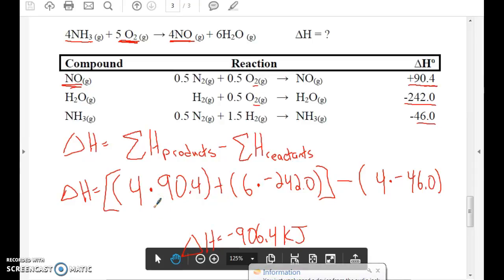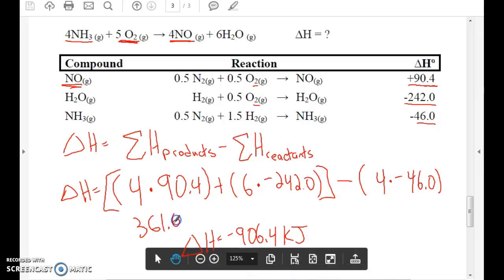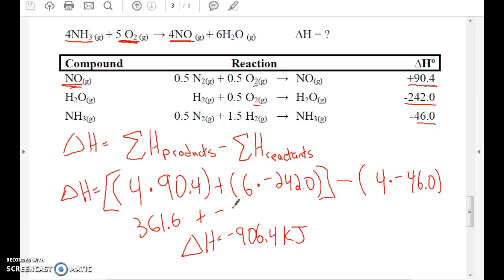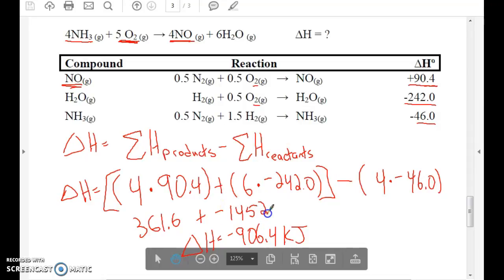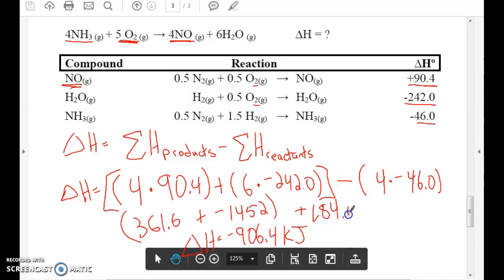Now, if it helps, what you can always do is write out the answers to each of these steps. So 4 times 90.4 gives you 361.6. What you end up doing is adding that to 6 times negative 242, which gives you a negative 1452. All right, that is the product side. And then you're basically going to subtract out 4 times negative 46, so that will be a positive.